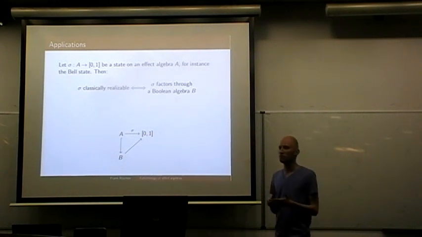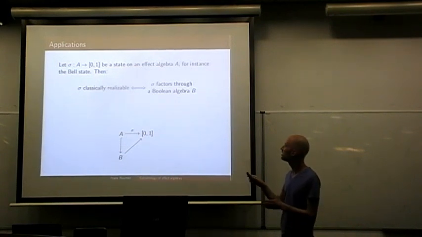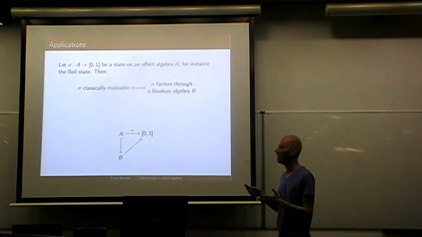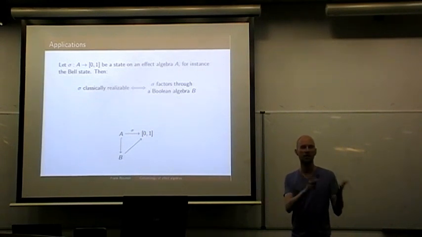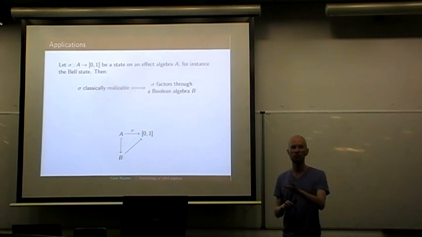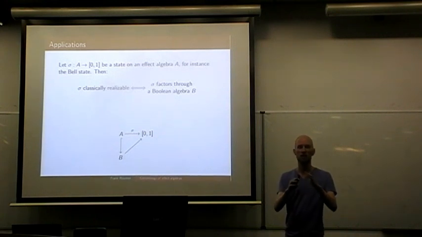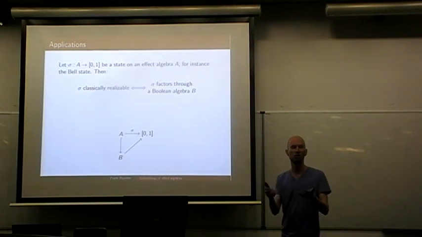Okay, now let's look at some applications to Bell-type scenarios. So for this we take a state on an effect algebra A, and you can think of this as the Bell state. So in the Bell experiment, there is an effect algebra that models the measurements in the Bell scenario, and then the probability table was given by a state, because this probability table assigns to each measurement a certain probability, and it's in such a way that it forms a state.